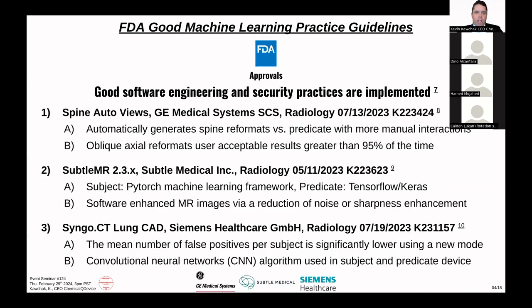So what we see is good software engineering. All of these are from the October 2023 FDA website. And most of them are radiology, but not all. Say, for instance, for good software engineering, you'll see more automation. So for the Spine Auto Views by GE Medical Systems, July 13, 2023, it automatically generates spine reformats versus the predicate, meaning the previous substantially equivalent device that had more manual interactions. And then they're able to get different percents better. In this case, they say user acceptable results, meaning the physicians or technicians that are using it, greater than 95% of the time.